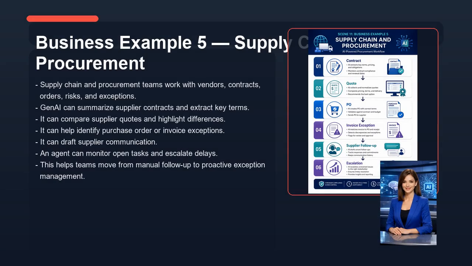Now let's look at business example 5, supply chain and procurement. Supply chain and procurement teams work with vendors, contracts, orders, risks, and exceptions. GenAI can summarize supplier contracts and extract key terms. It can compare supplier quotes and highlight differences. It can help identify purchase order or invoice exceptions.